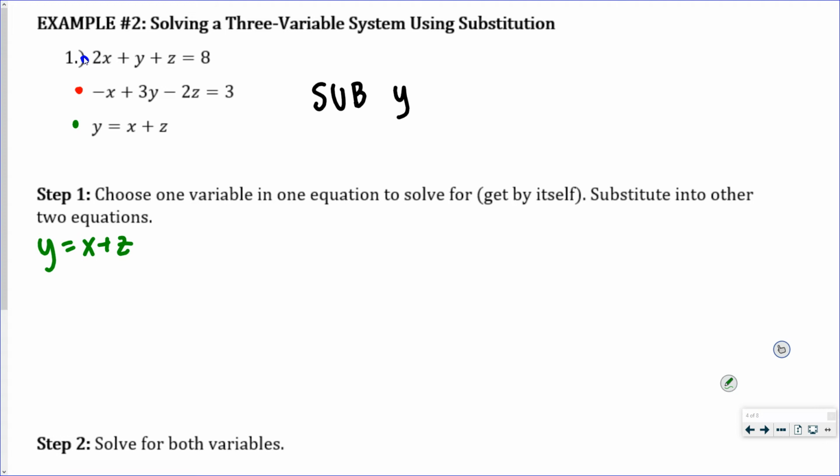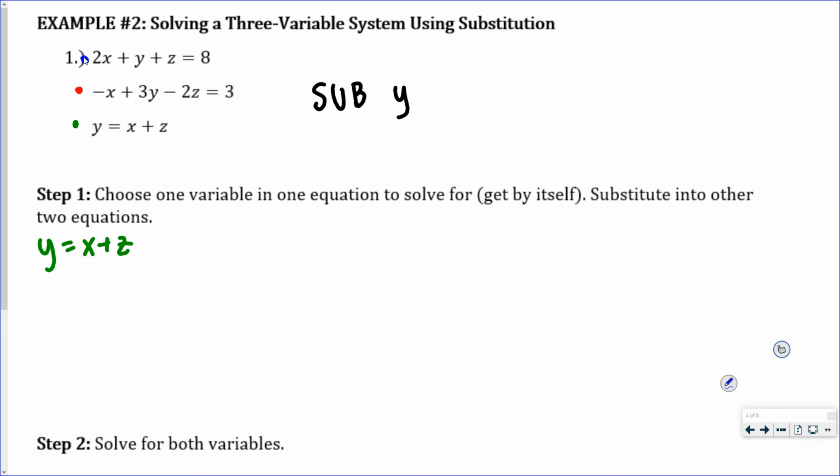I would also recommend, if you're somebody like me who writes your 2's like this, to put dashes through your z's, because sometimes people get their z's and 2's confused. If you write your 2's like this, you should be good. All right. So choose one variable to solve for, get by itself. Substitute into the other 2 equations.